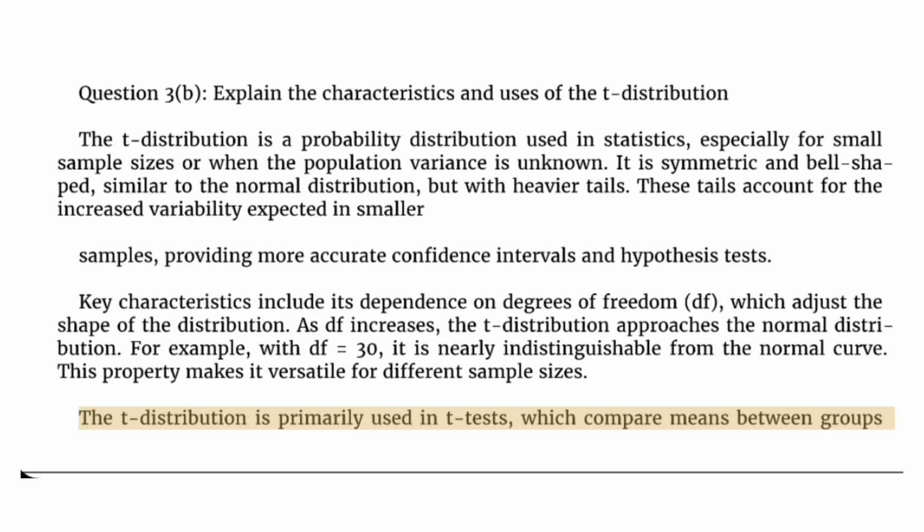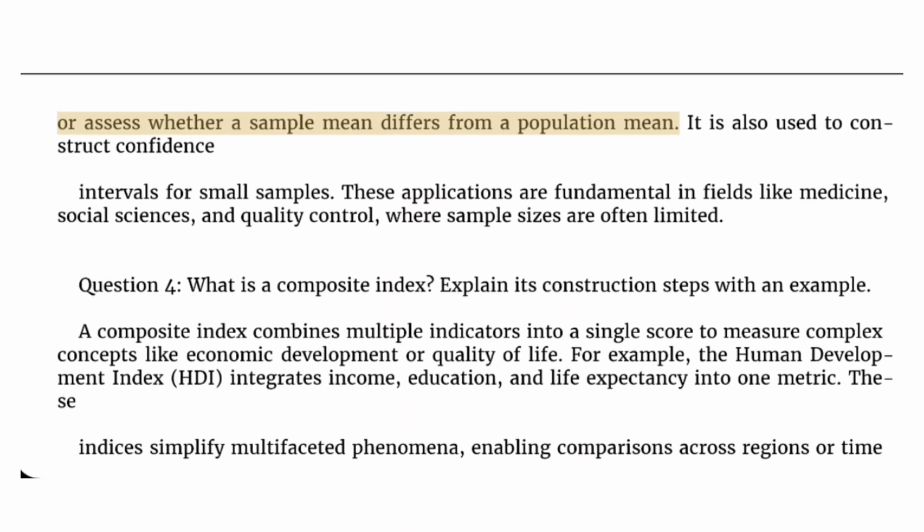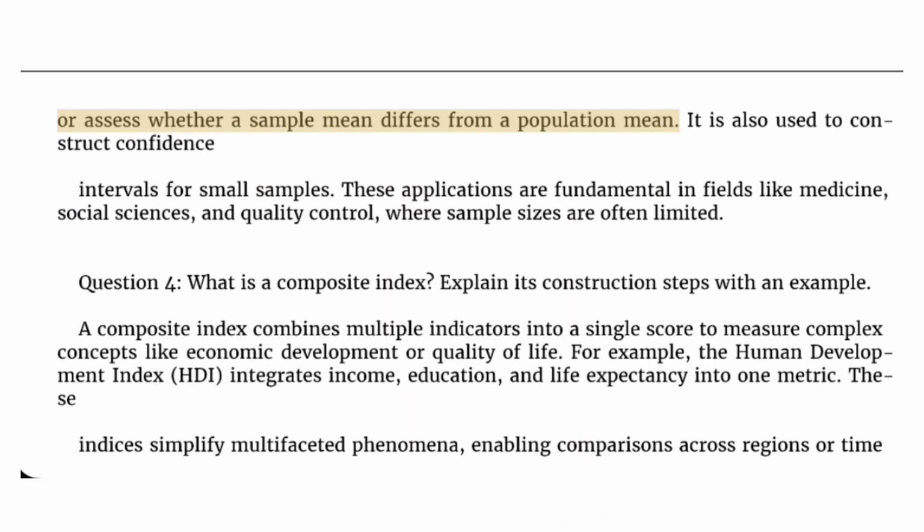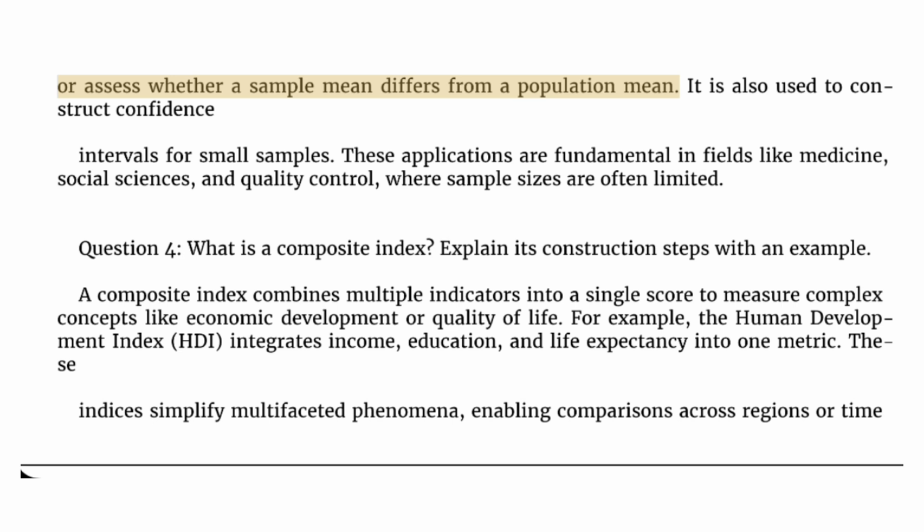The t-distribution is primarily used in t-tests, which compare means between groups or assess whether a sample mean differs from a population mean. It is also used to construct confidence intervals for small samples. These applications are fundamental in fields like medicine, social sciences, and quality control, where sample sizes are often limited.